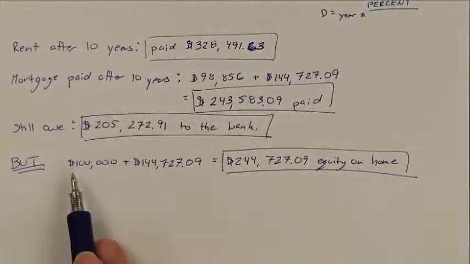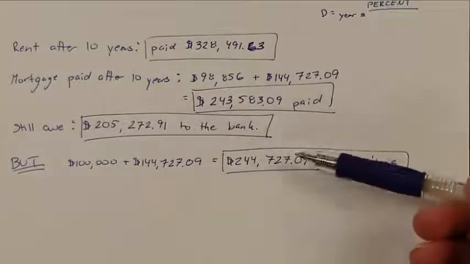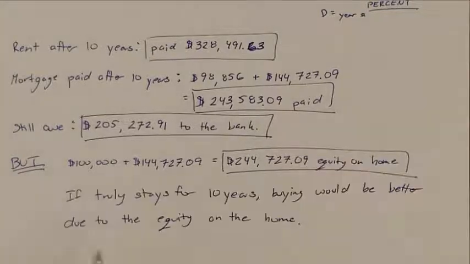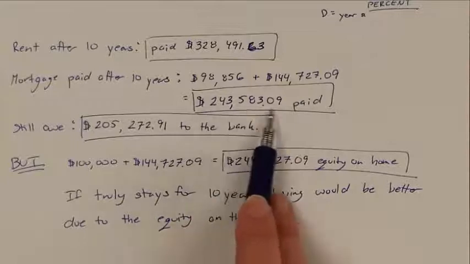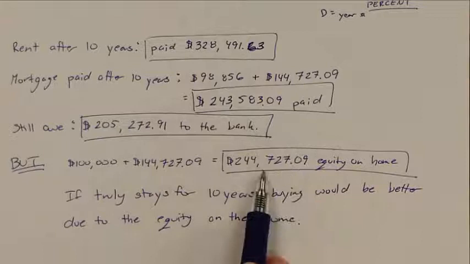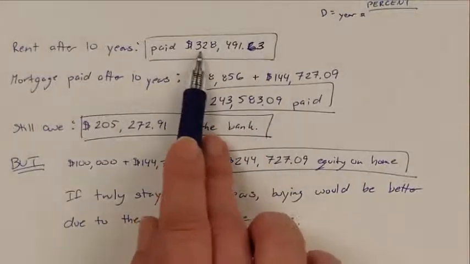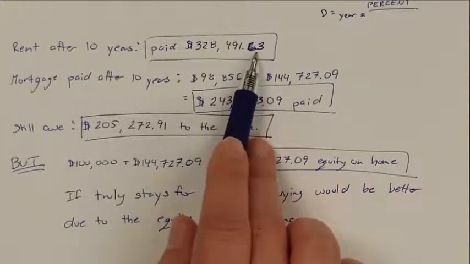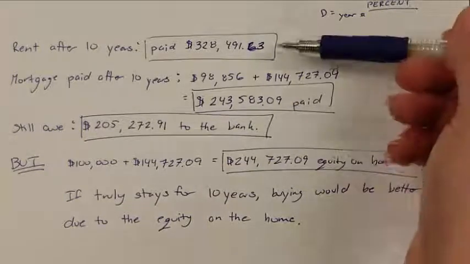But for every year that he continues to own the home, the equity just gets bigger and bigger. And so he's making more money. So if Gary truly stays for 10 full years, buying is going to end up being better because of the equity on the home. Yes, he ended up paying this much in total, but if he sold it today, this is how much he would have made in return. He didn't lose any money whatsoever. But if 10 years of renting went by, this is how much he would have paid and never would have seen a dime. So owning a home after the 10 years would have been a lot better than renting.